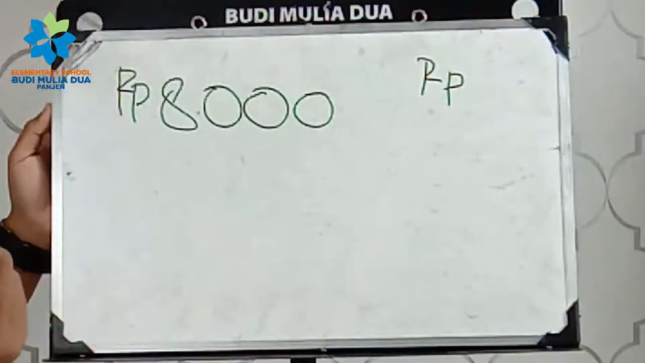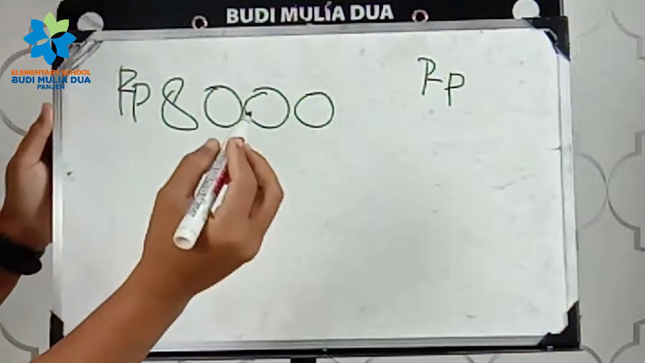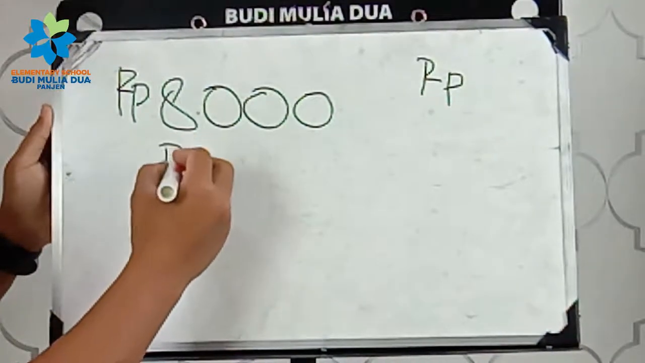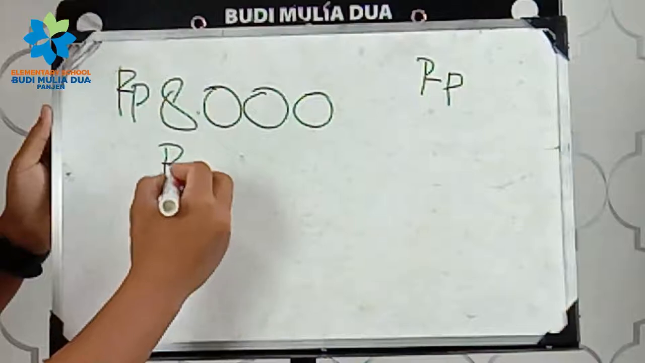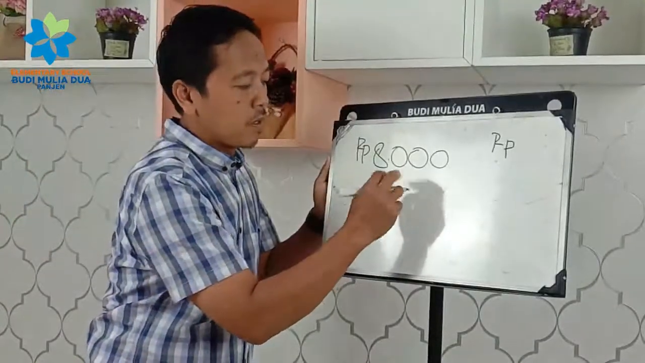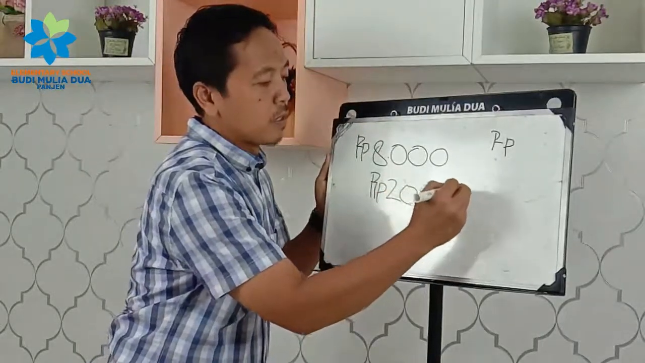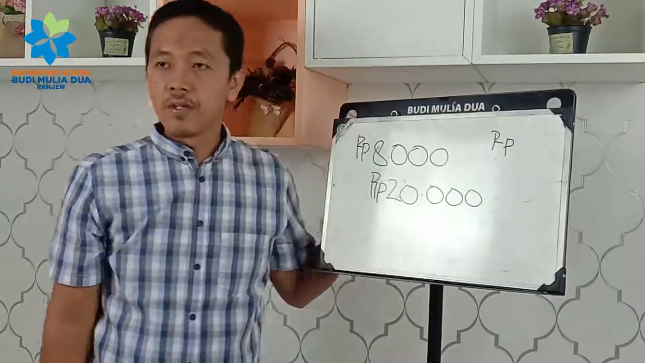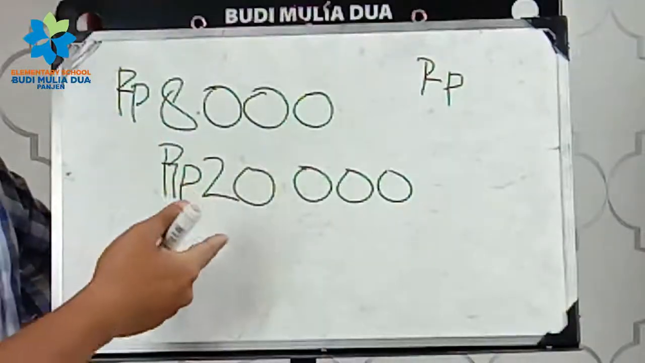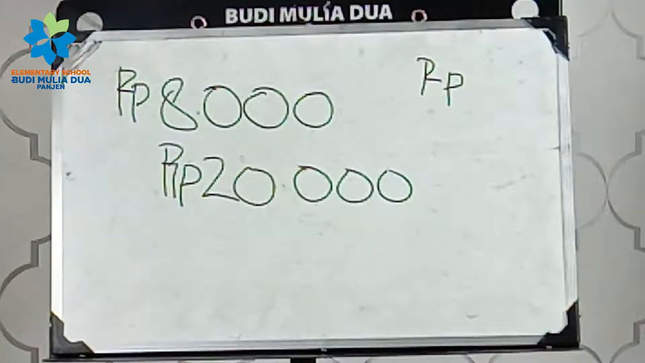20,000 rupiah. You can write 20,000. Please put the currency of rupiah, Rp. Okay, we can read it as 20,000 rupiah. Okay, is it clear, ya?